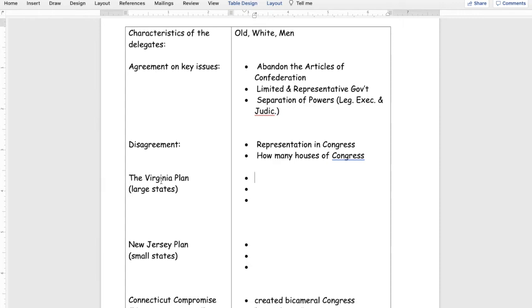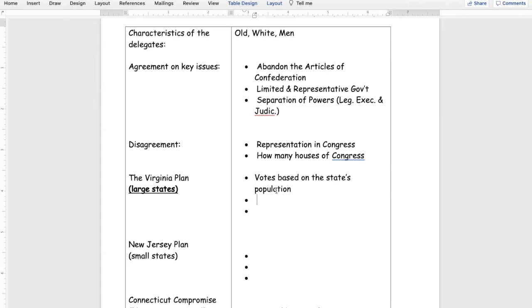First of all, in the Virginia Plan, they wanted votes for each state to be based on the state's population. Meaning, if you had more people, you would get more votes in Congress. That's why we call the Virginia plan the plan for the large states. We're going to bold that and underline it. That is very important. The Virginia plan is the plan for the large states, or the states with a lot of people. They said if we have more people, a larger population, we should get more votes.